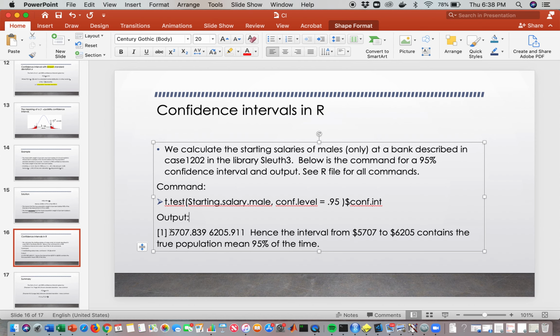So my confidence interval says that a male starting salary will be between $5,707 and $6,205, 95% of the time. The mean will be contained in that interval 95% of the time.